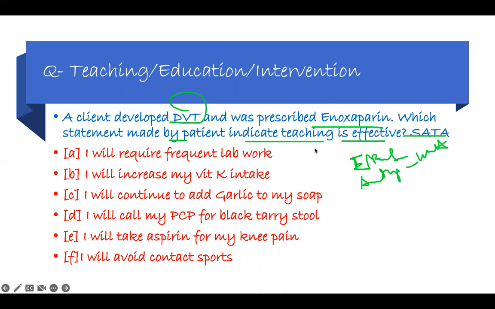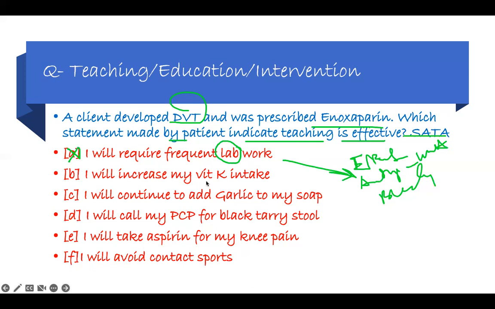Somebody who is taking anticoagulation, there are bleeding precautions. So for every answer choice, you write bleeding precaution, and you look at each answer choice in the eye of these three statements. I'm looking for effective and a bleeding precaution. "I will require frequent lab work." This is why you have to use your content. You know that a form of sub-Q heparin like Lovenox, you don't need any lab work. That's Coumadin. So this is not effective teaching.